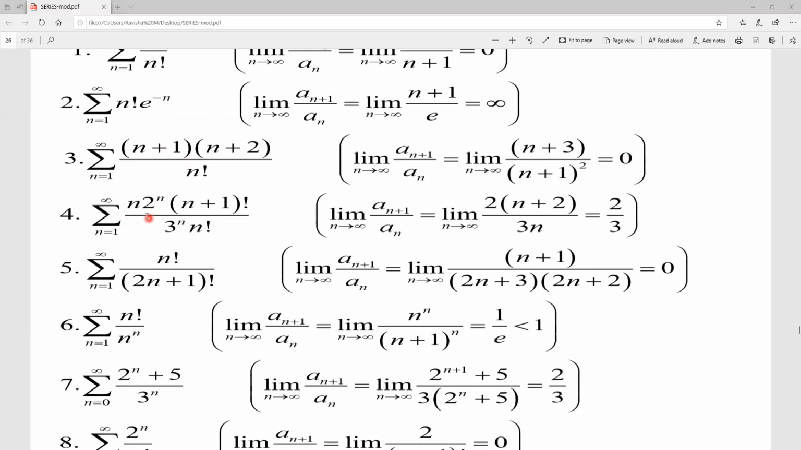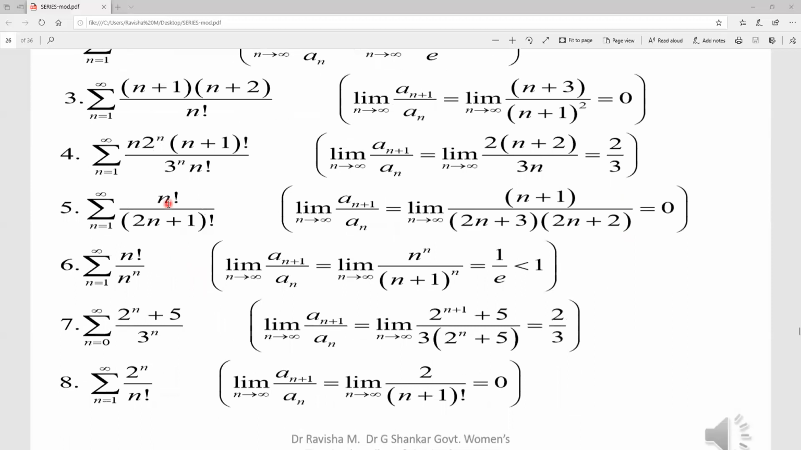Let us move to the fourth problem. n into 2 power n into (n plus 1) factorial by 3 power n into n factorial. This series also has a factorial, therefore the ratio test is suitable. I've taken the ratio of the nth term and the n plus 1 term here. So limit as n tends to infinity 2 into (n plus 2) by 3n. n gets cancelled. We have the limit 2 by 3. 2 by 3 is less than 1. So the series is convergent by using the ratio test.